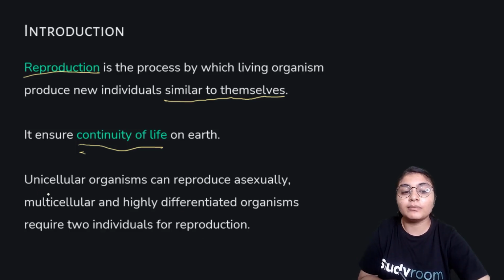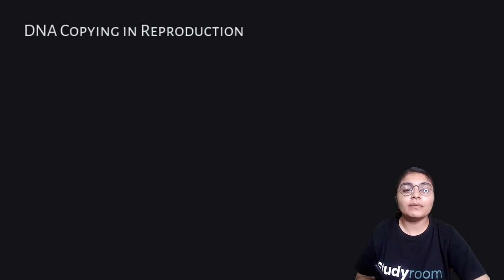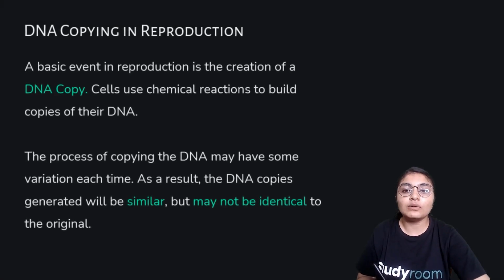So we have talked here about two types of reproduction that generally take place. The first is asexual reproduction and the second is sexual reproduction. Asexual reproduction generally takes place in unicellular organisms, and sexual reproduction takes place in multicellular and highly differentiated organisms where they need two individuals for reproduction. Okay. Now we'll be studying DNA copying: how DNA is copied for reproduction and how this process actually happens.